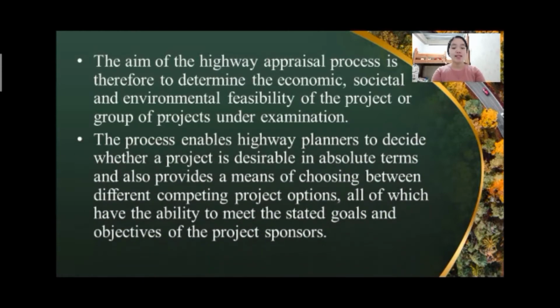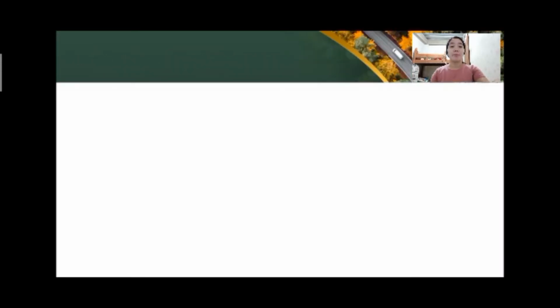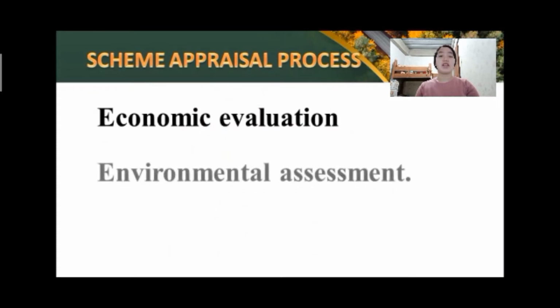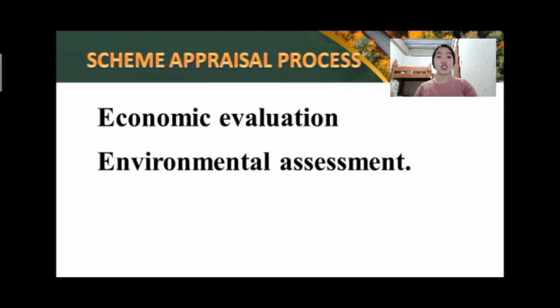The process enables highway planners to decide whether a project is desirable in absolute terms and also provides a means of choosing between different competing project options, all of which have the ability to meet the stated goals and objectives of the project sponsors. Decision making undergoes different processes. The scheme appraisal process is divided into two broad sections. First is the economic evaluation, and next is the environmental assessment.